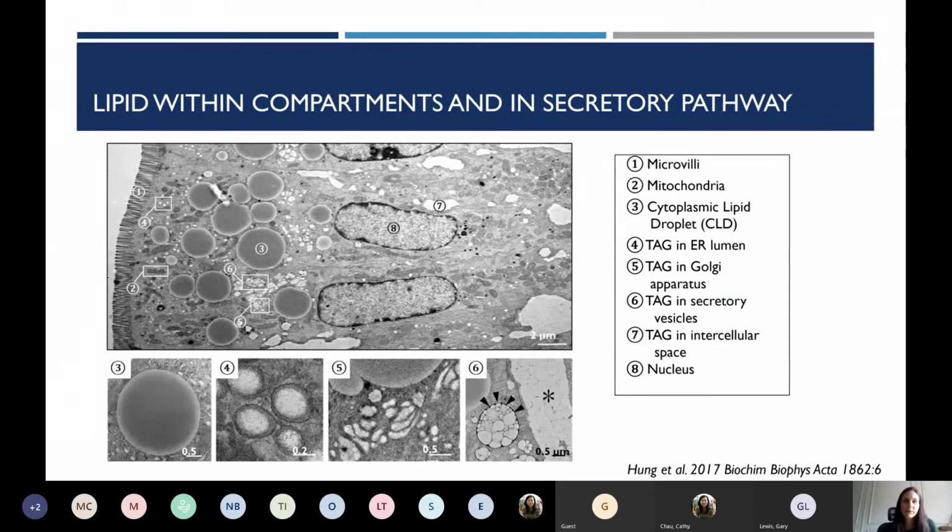So this is a similar image. This is actually from mice, but you see kind of the same thing in humans, where you can see these cytosolic lipid droplets of various sizes, and you can see TG within the ER lumen, TG within the Golgi, and within these secretory vesicles. So you can quantify where lipid is and how many of these secretory vesicles there are to try to figure out how glucose is affecting these lipid pools.